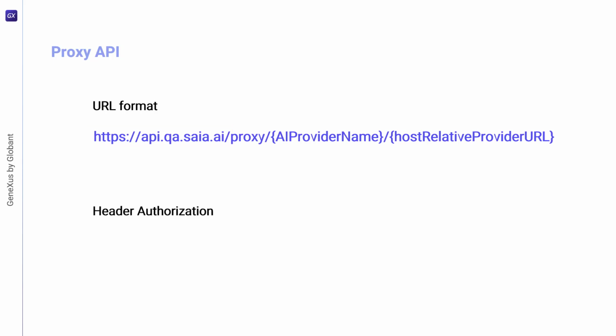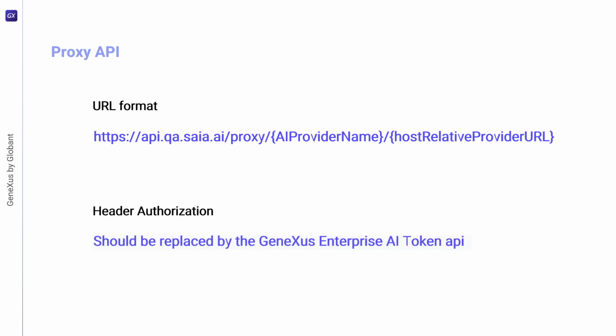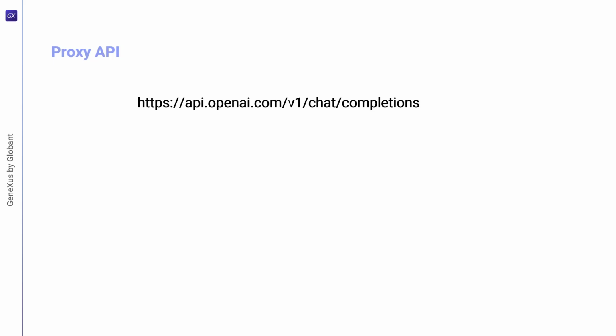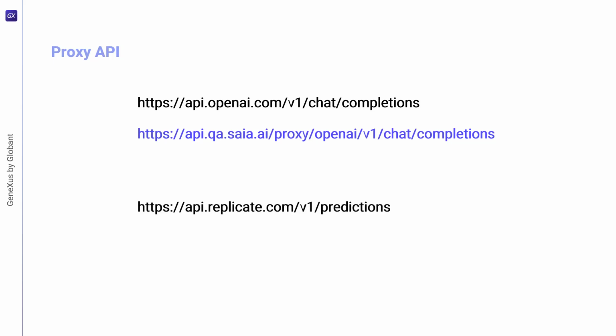On the other hand, the authorization header included in each request must be replaced with the GeneXus Enterprise AI API token previously provided, without the need to specify the invoked provider. In this way, the request and the response received from the call will be the same as when invoking the provider directly. For example, if the original URL invoked is this, to use the GeneXus Enterprise AI HTTP proxy, the call must look like this. For the following original URL, when using the GeneXus Enterprise AI HTTP proxy, it should be like this.